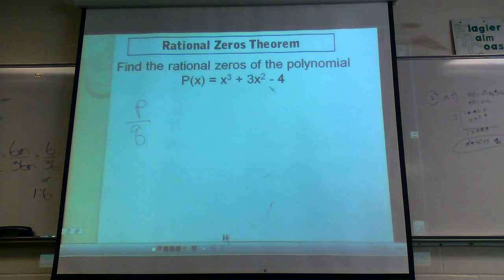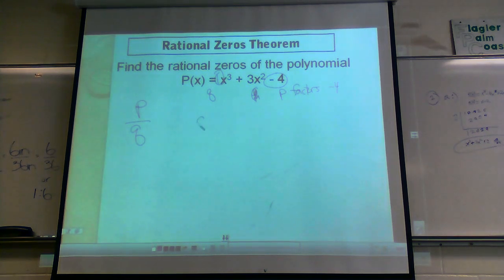P is all the factors of that number, the factors of that -4. Up here, that leading coefficient is 1, so Q is going to be all the factors of 1. I said these are easier because all the factors of 1 are plus or minus 1, so everything you do here is going to be divided by 1.